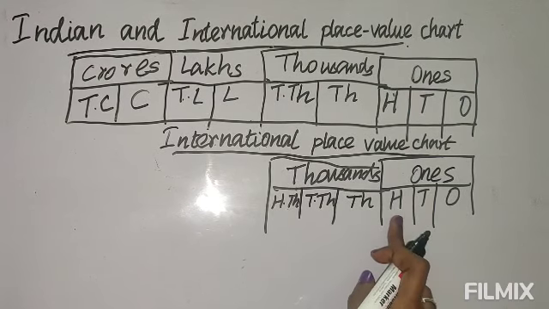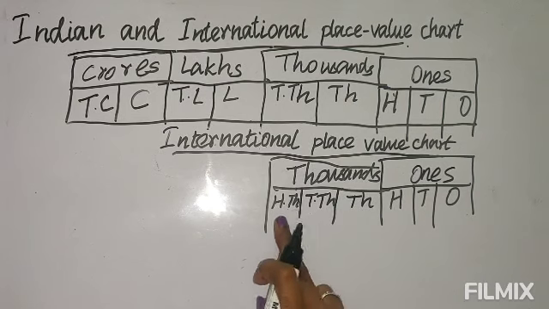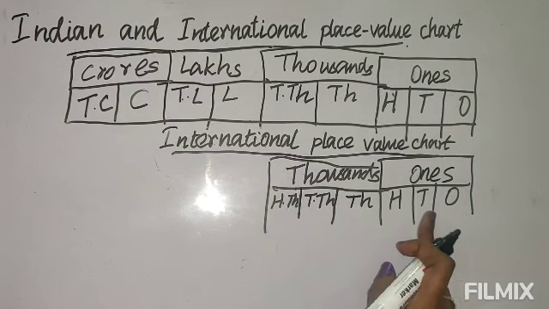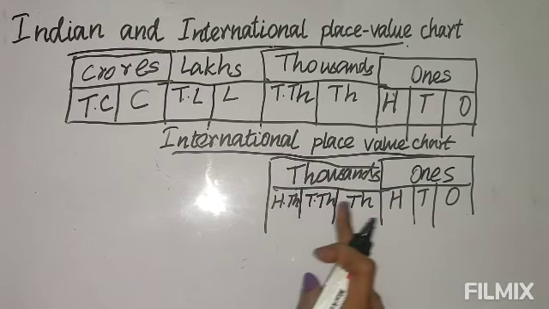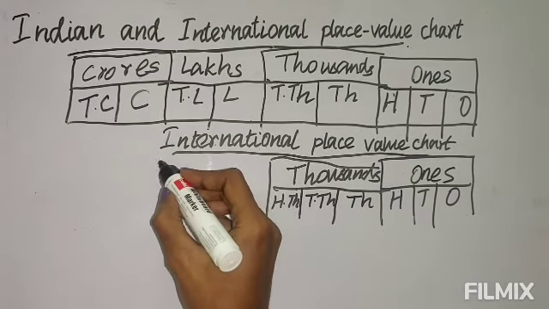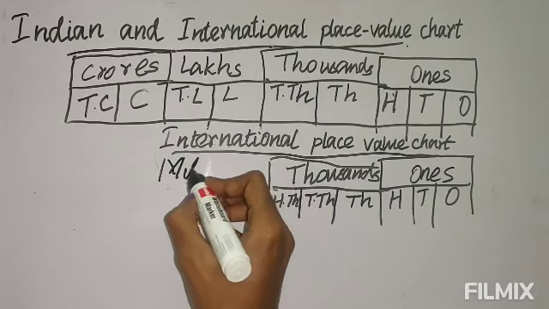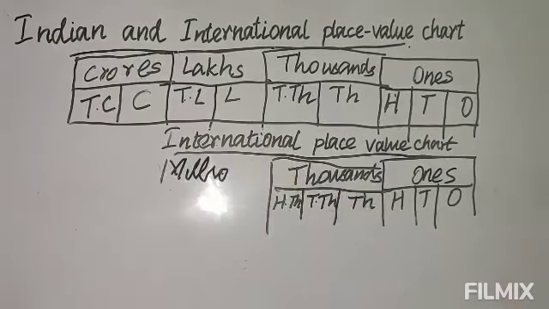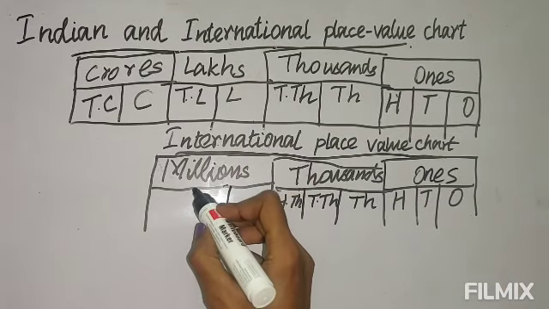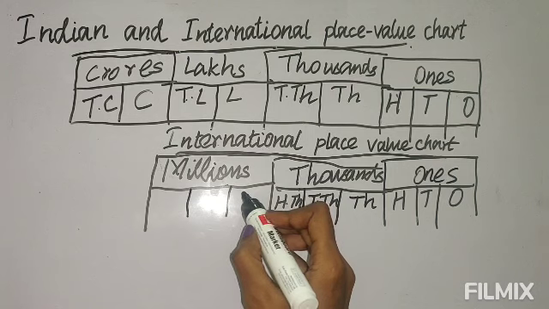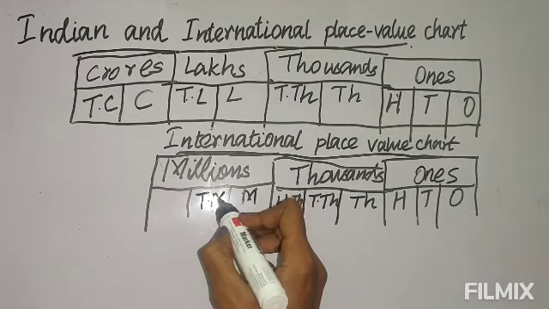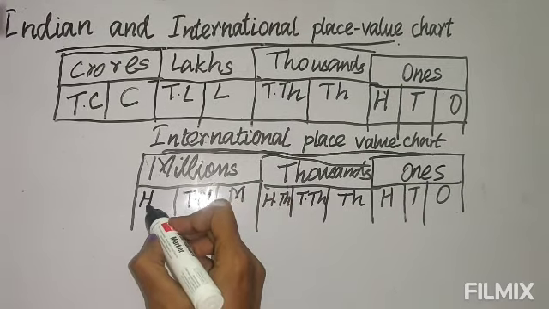You see, ones, tens, hundreds: 1, 10, 100. Same thing is repeated, but with 1000 added: 1,000, 10,000, 100,000. Again, the next period is the millions period. Only up to million you will learn in the international place value chart. In the million period also there are 3 places, that is 1 million, next one is 10 million, next one is 100 million.